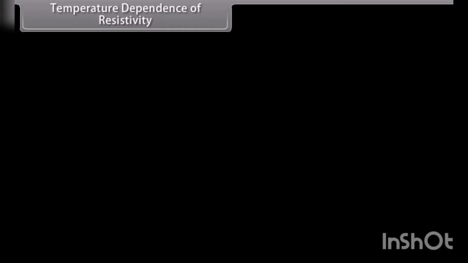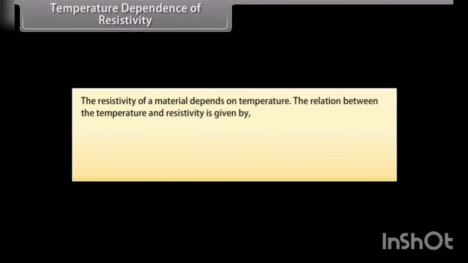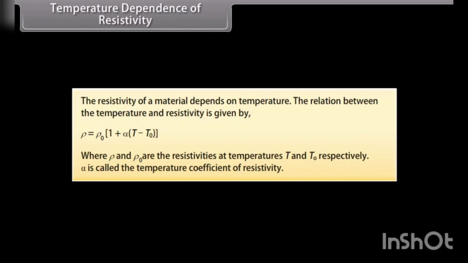Temperature dependence of resistivity. The resistivity of a material depends on temperature. The relation between the temperature and resistivity is given by rho = rho naught multiplied by [1 + alpha (T - T naught)], where rho and rho naught are the resistivity at temperatures T and T naught respectively. Alpha is called the temperature coefficient of resistivity.